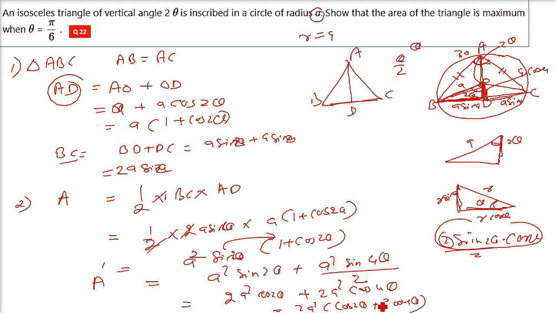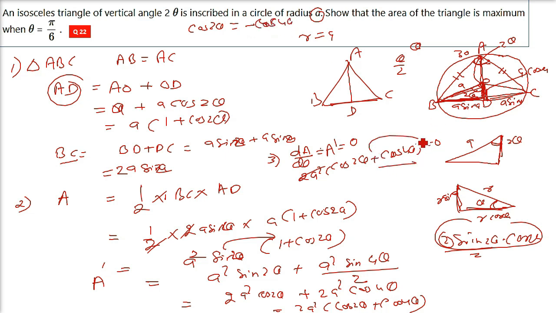Now this cos 2 theta plus cos 4 theta, or you can say dA by d theta, has to be placed as 0. dA by d theta, or A dash, we have already computed. Now I am placing this 2a square times cos 2 theta plus cos 4 theta equals to 0. This 2a square cannot be 0. So cos 2 theta plus cos 4 theta has to be 0. So cos 2 theta I am writing it here because of the lack of space. Cos 2 theta equals to minus cos 4 theta.